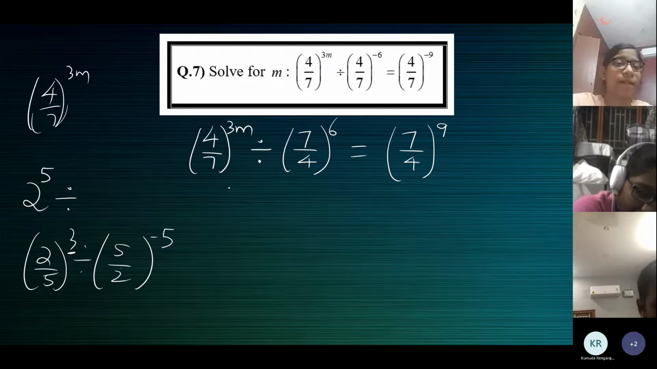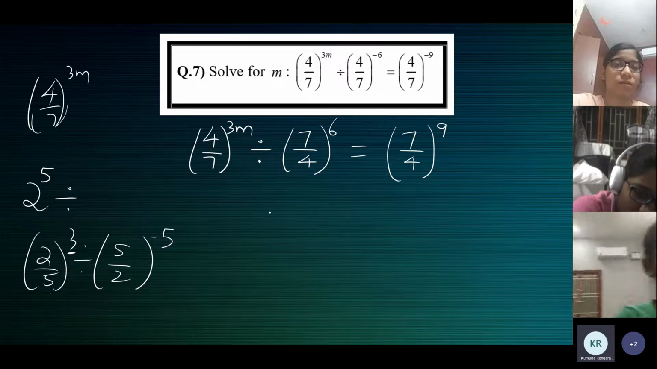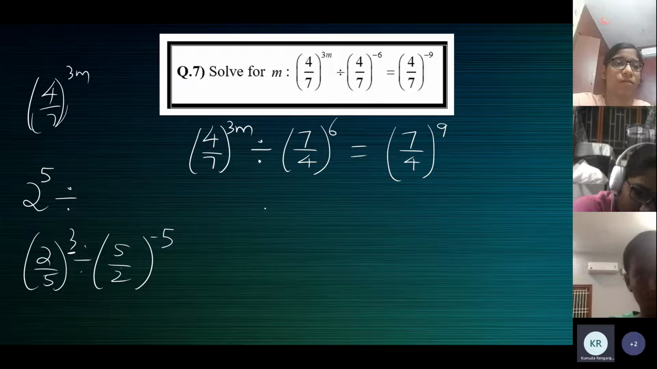Ma'am, so 4/7 should be multiplied 3m times, and 7/4 should be multiplied 6 times. No, that is why we have laws of exponents, to make your calculation easier. Now, are the bases same? Ma'am, can I try?